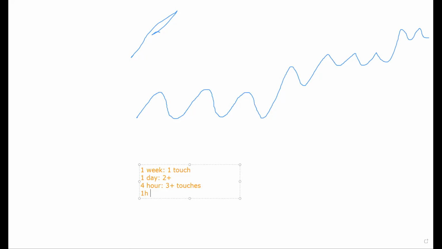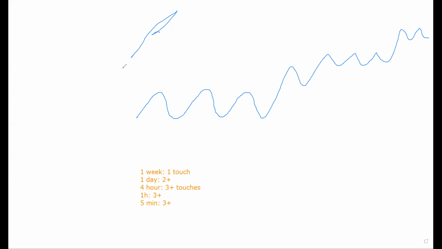1 hour, you want to look for 3+. 5-minute, 3+. Same thing. So anything above the 1 day, anything below the 1 day, you need 3 or more touches on the levels to make it a good resistance or a good support.